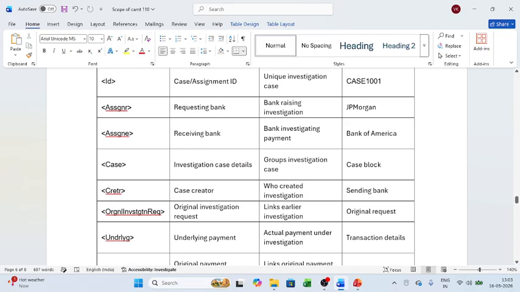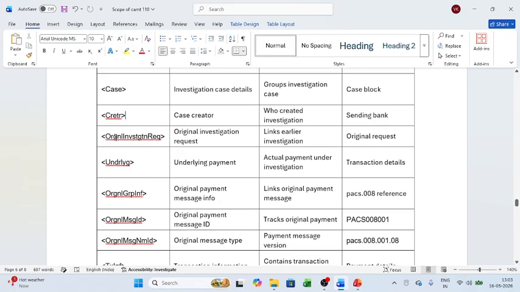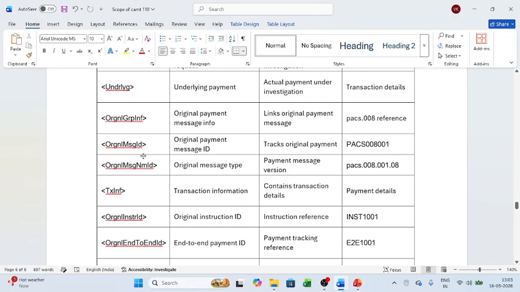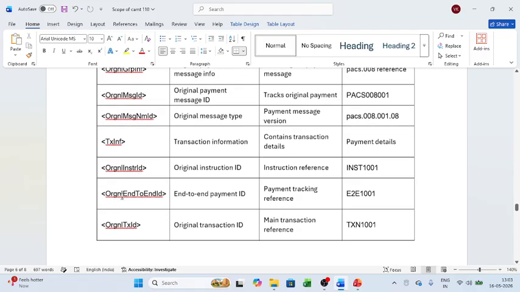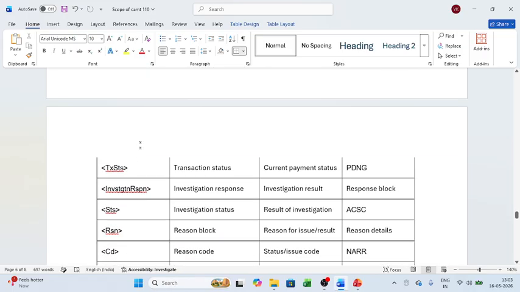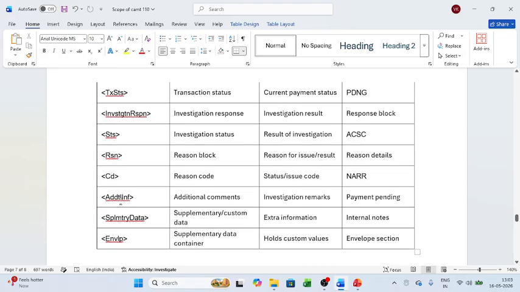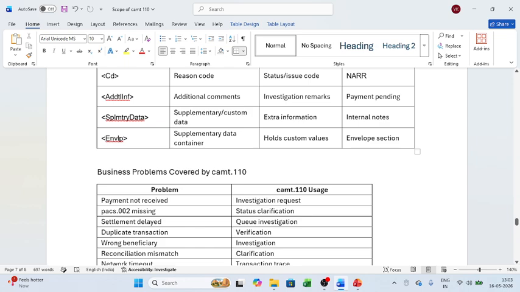After that comes the case, creditor, and original investigation request, because you need to understand what the original investigation request is. Under underlying payment information, you can see the original group information, original message ID, original message name ID, and transaction end-to-end ID. These are all the information you can see. Then the investigation response status and reason code: both you get. Status should be ACSC, ACSP, pending, or rejected. In the response, you can get codes like NARR, AC01. Then additional information, supplementary information, and the envelope. Okay, that should be fine.